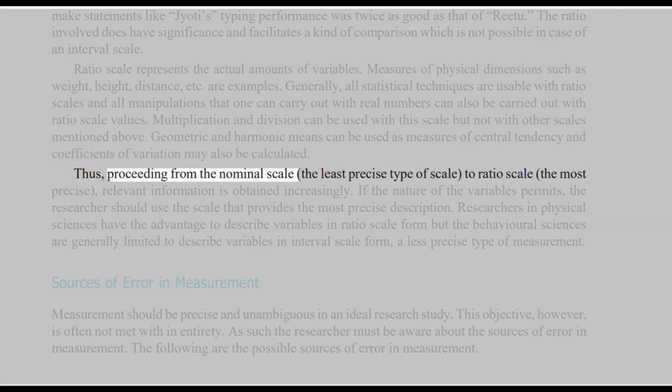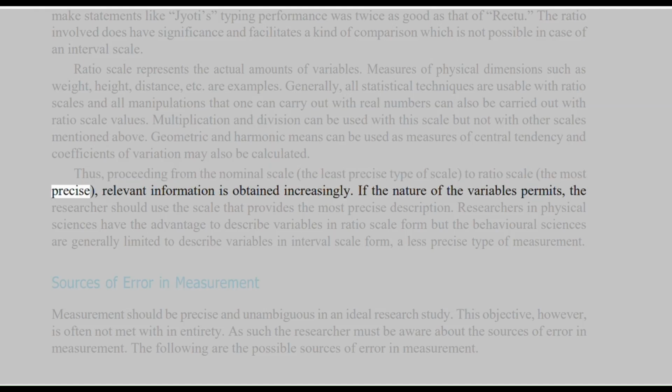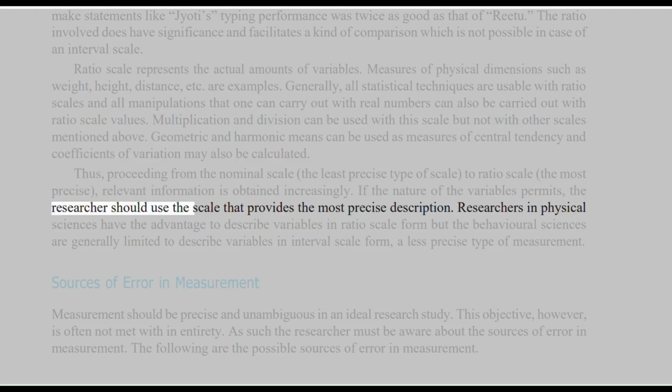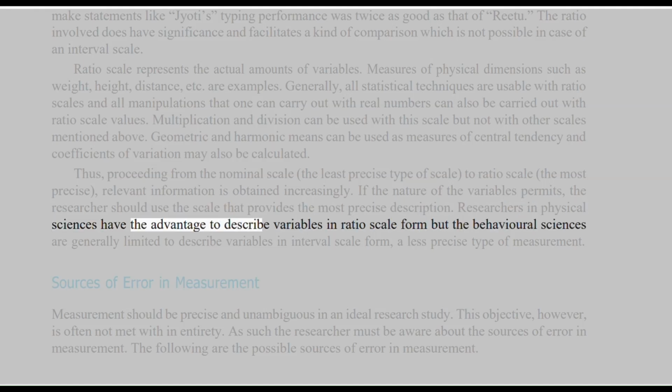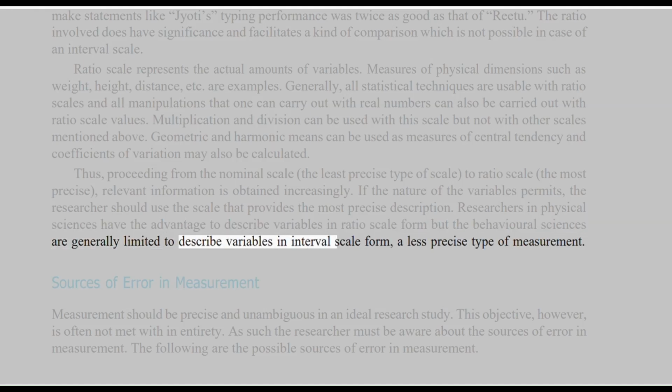Thus, proceeding from the nominal scale, the least precise type of scale, to ratio scale, the most precise, relevant information is obtained increasingly. If the nature of the variables permits, the researcher should use the scale that provides the most precise description. Researchers in physical sciences have the advantage to describe variables in ratio scale form, but the behavioral sciences are generally limited to describe variables in interval scale form, a less precise type of measurement.